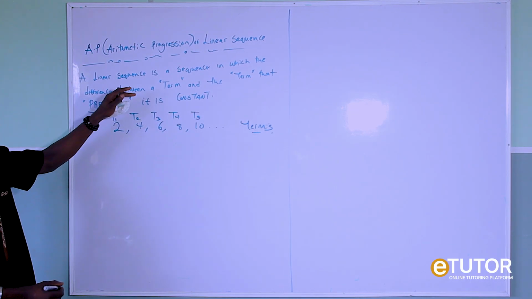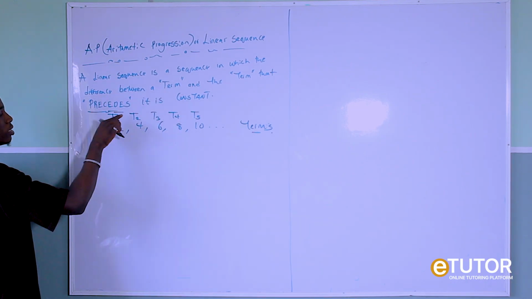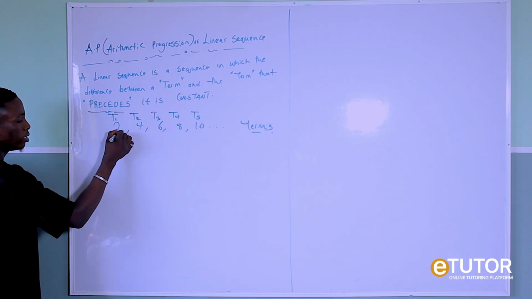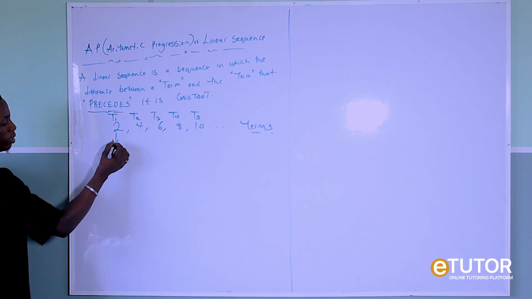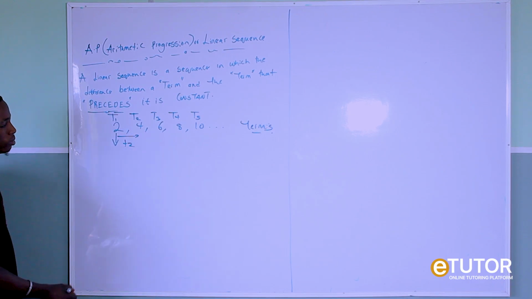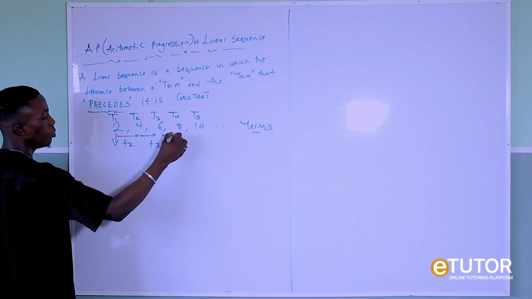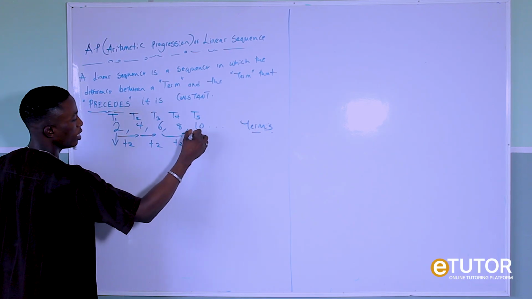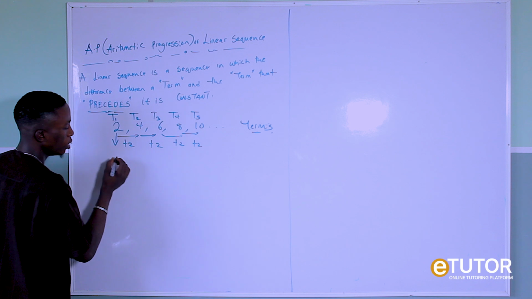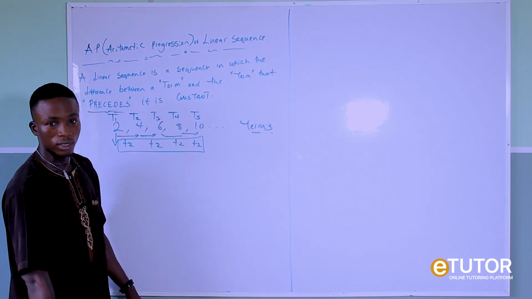What this definition is telling us is the difference between a term and the one that comes before it is constant. If you check, the sequence began with 2, then went to 4. How did 2 become 4? They added 2. How did 4 become 6? They added 2. How did 6 become 8? Add 2. How did 8 become 10? Add 2. 2 remained constant throughout the sequence.